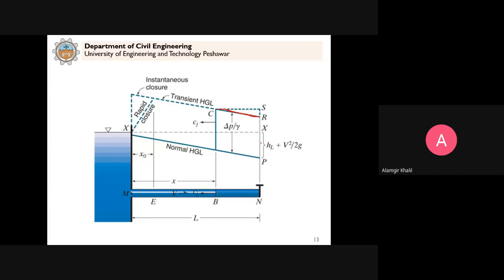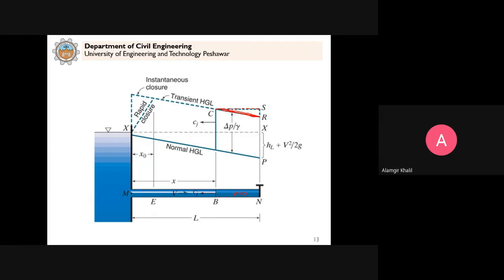When the pressure wave travels from N to B, the water in Bn here, what is V? V is equal to 0. And for zero flow, the hydraulic grade line CR should be horizontal. It means that this should be horizontal because we have zero flow. So that's why this should be CS. There is a tendency it should flatten out.